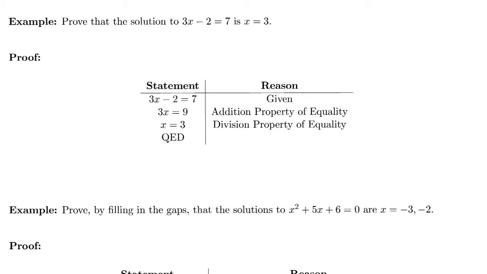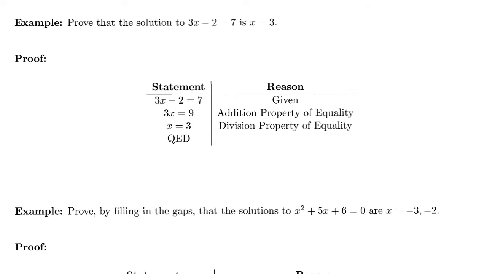First of all, we're going to take our statement that 3x minus 2 is equal to 7. And that is given to us. So that's where that "given" is coming from. We start with that. Now, we know because of the addition property of equality that if we add 2 to both sides of the equation, the equality remains. I haven't changed anything. The left side remains equal to the right side as long as I do it to both sides. So 3x minus 2 plus 2 is just 3x. 7 plus 2 is 9.